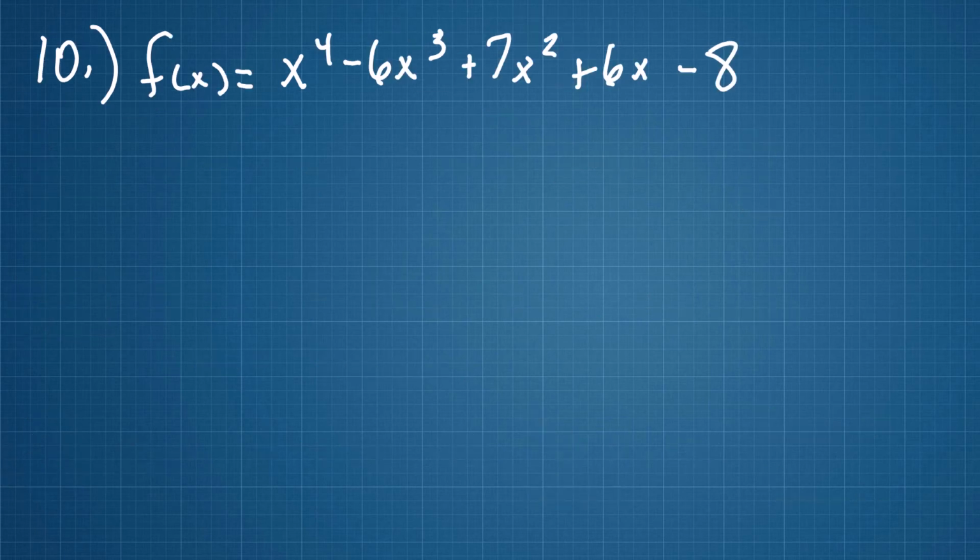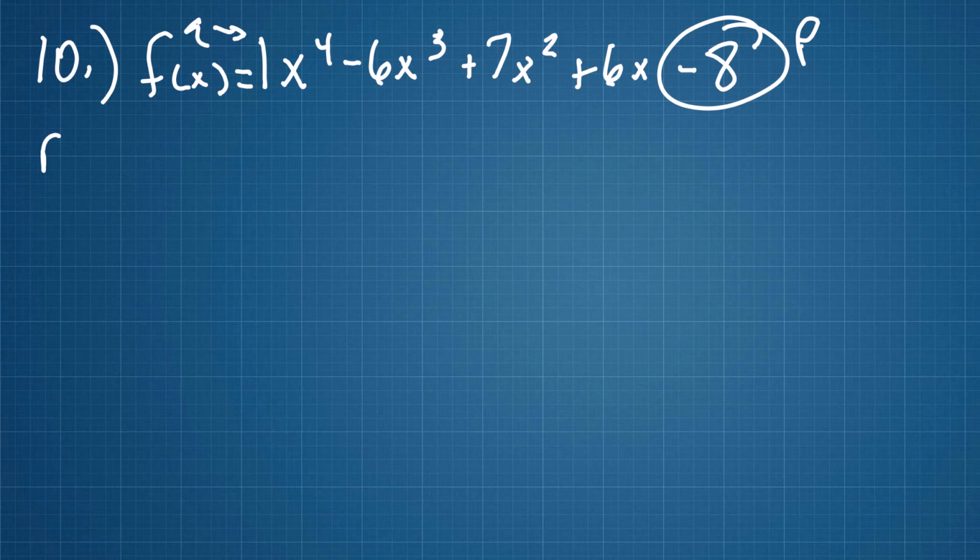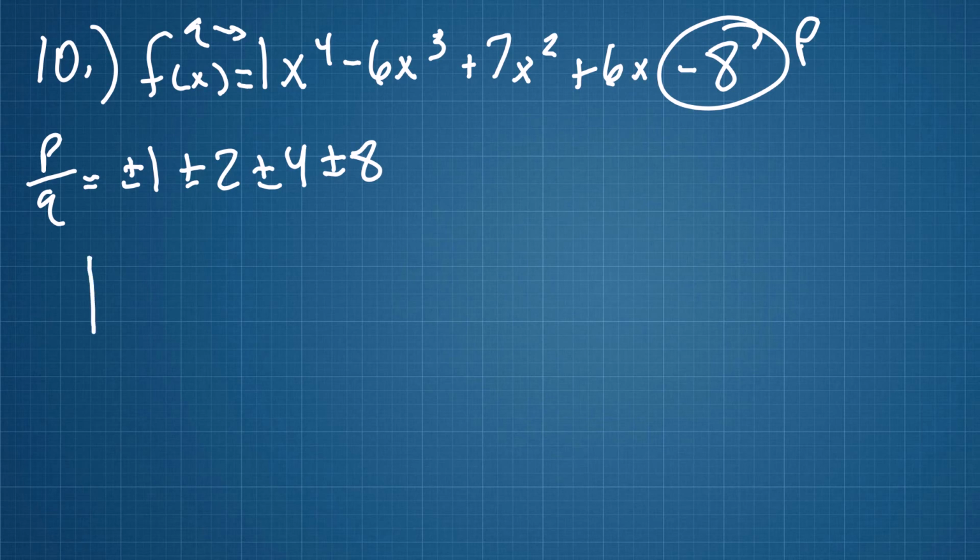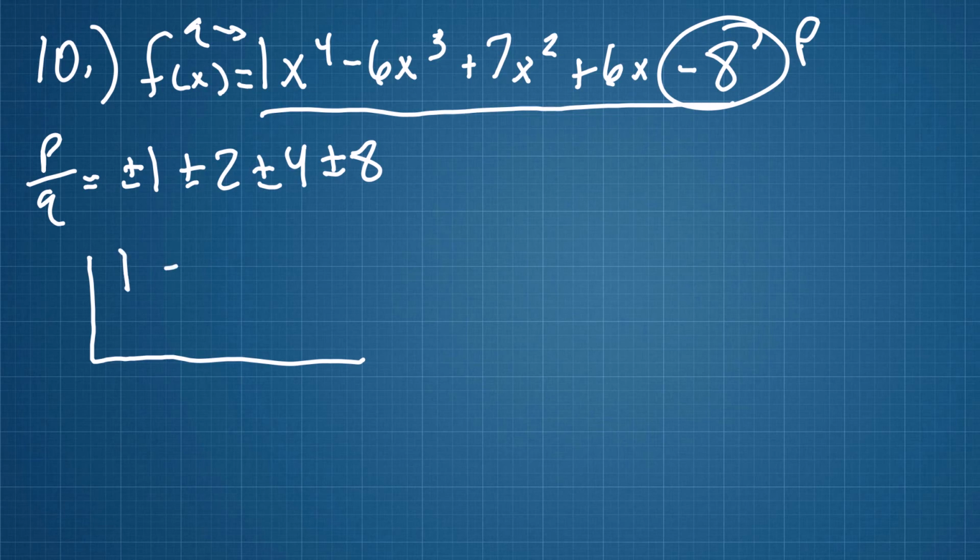So number 10, we have f of x equals x to the fourth minus 6x cubed plus 7x squared plus 6x minus 8. There's my p. There's my q. Since q is 1, my list of p's over q's is pretty simple. Just plus or minus 1, plus or minus 2, plus or minus 4, plus or minus 8. Just all the ways we're going to get 8, because all of them over 1 are just the same thing. Now I'm going to make my box. Inside the box comes right here. I have 1, negative 6, positive 7, positive 6, negative 8.